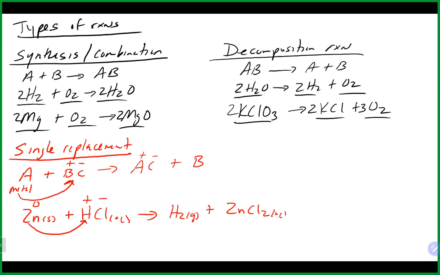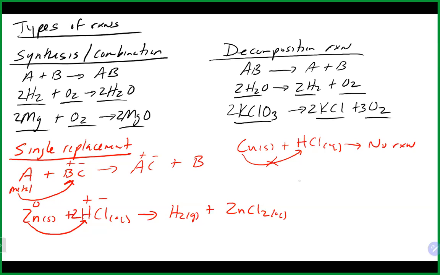And balance it here, put a 2 there as well. And that is a single replacement reaction. In order for that reaction to take place, whatever is coming in needs to be more reactive than what is being replaced. If it's less reactive, the reaction will not happen. So for example, if you swapped out zinc for copper and you did the same reaction, you would get no reaction take place because copper is less reactive than hydrogen. So it will not be able to kick it out in that reaction.